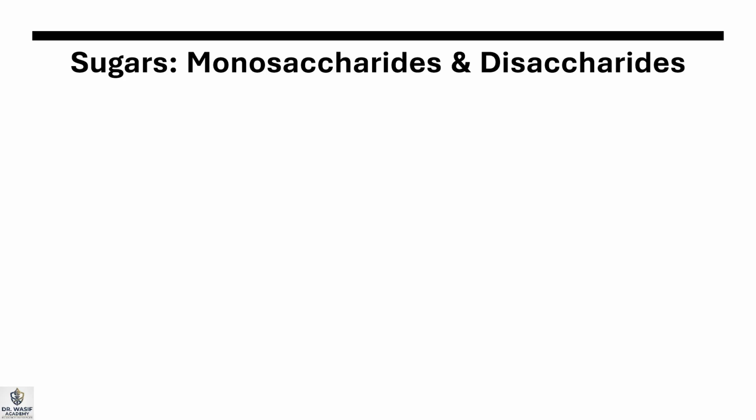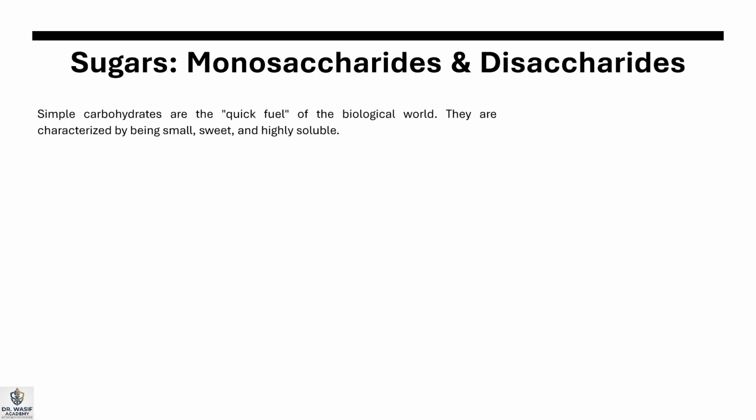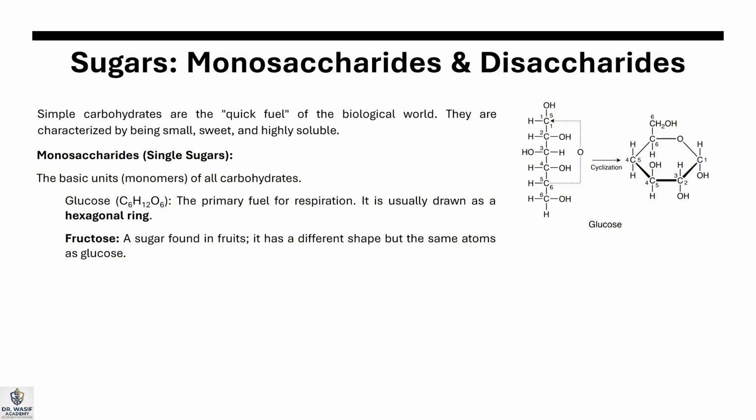Now let's zoom in on the quick fuel of the biological world, which are simple sugars. These are small, sweet, and dissolve easily in water. First of all, we have monosaccharides. Think of these as single units. The most important one is glucose. It is the primary fuel for your cells and is usually shaped like a little hexagon. That is the shape. Then there is fructose, which you find in fruit. And interestingly, fructose has the same atoms as glucose, just arranged in a different shape.